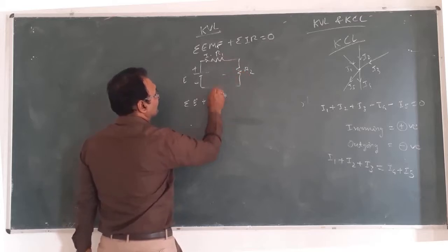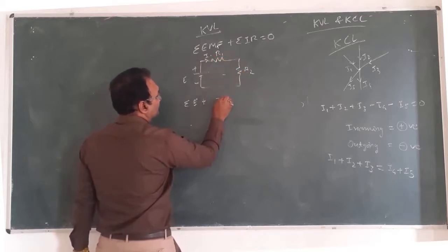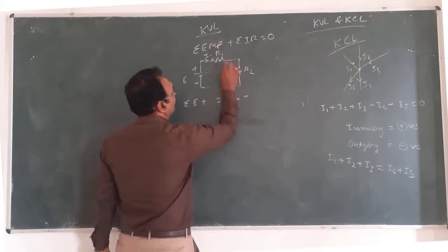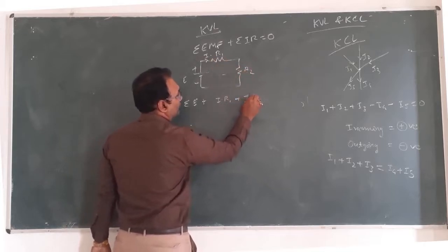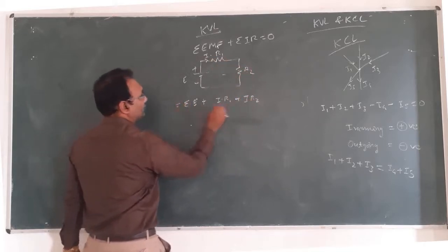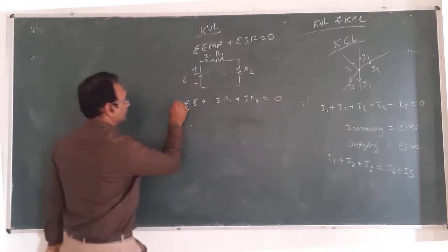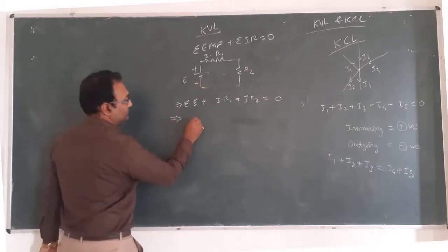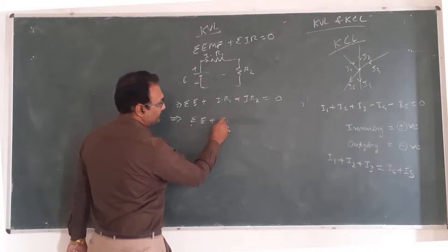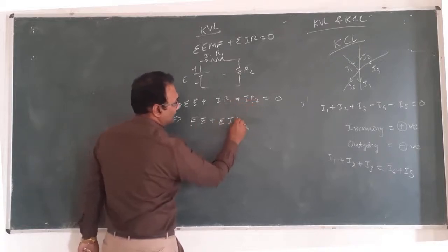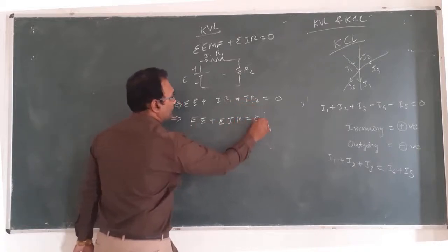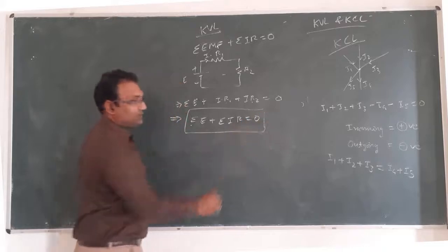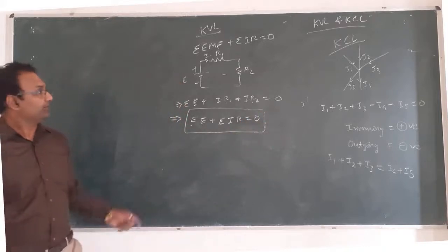summation of this. What is this? This is I into R1 plus I into R2. That comes out to be summation of E plus summation of I R, we can say, is equal to 0. This is Kirchhoff's voltage law.